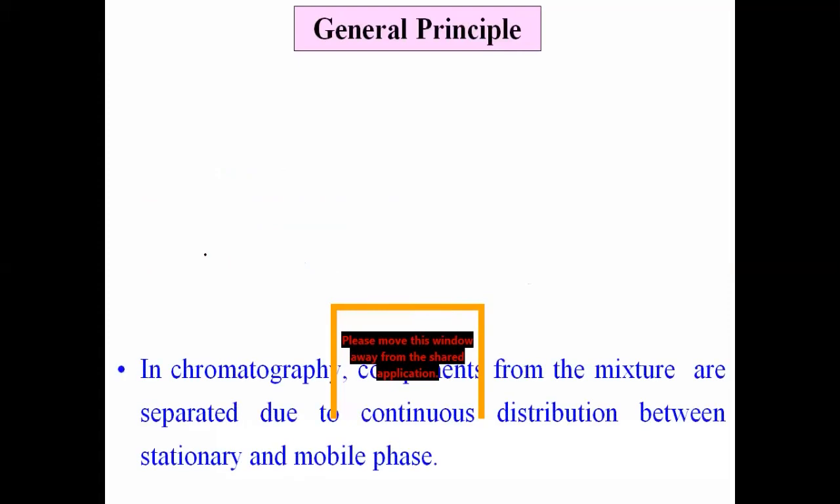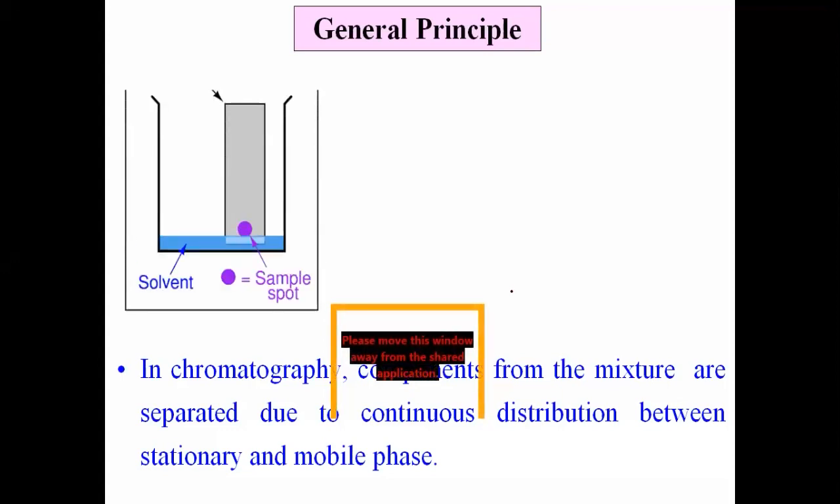General principle. Here in chromatography, the constituents of the mixture are separated due to continuous distribution between stationary and mobile phase. Suppose the mixture has two components; they can be separated due to continuous distribution between stationary and mobile phase. I will explain with an example.